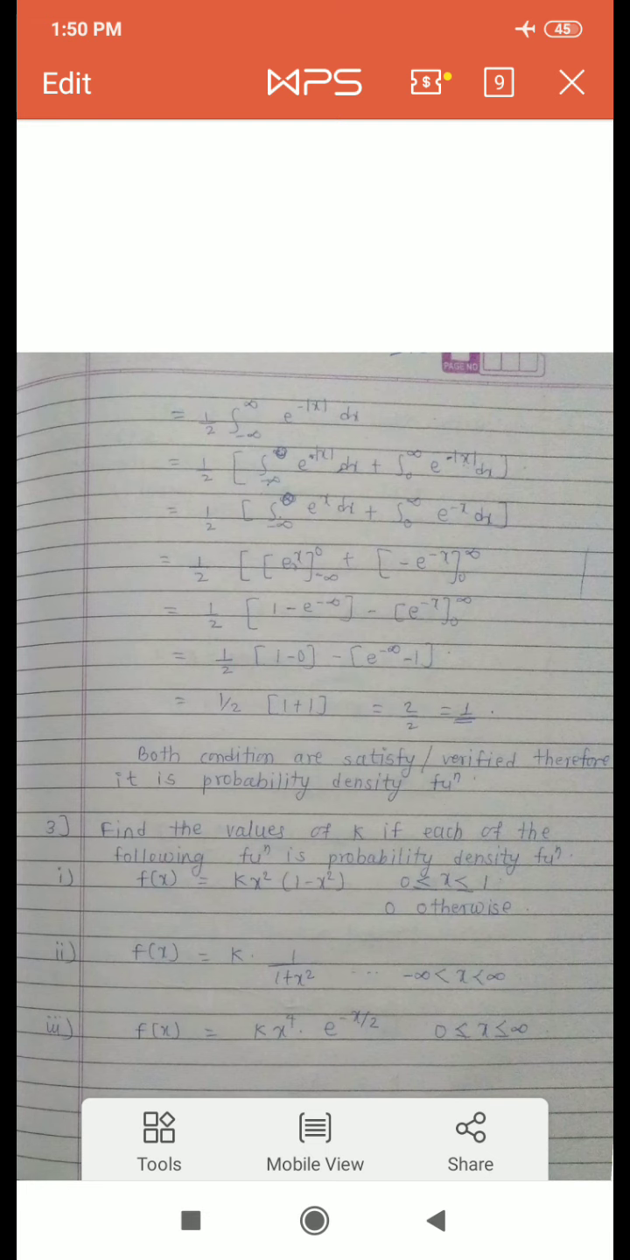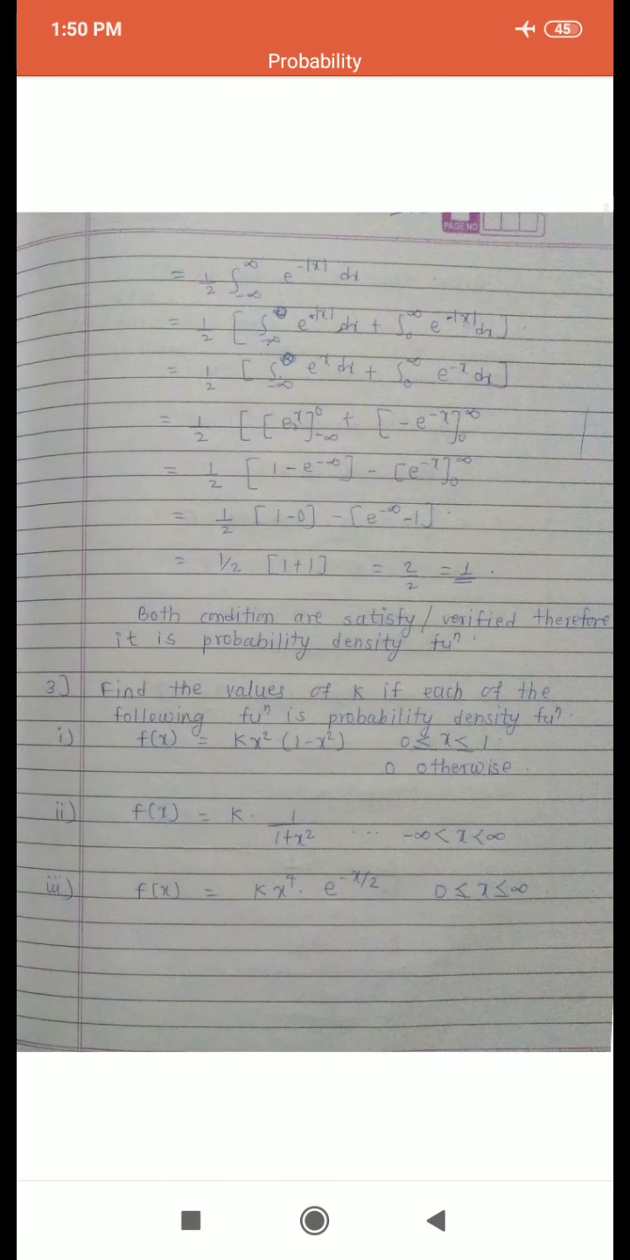Okay, and we know that e raised to minus infinity is 0, e raised to infinity is infinity, e raised to 0 is 1. By putting all these values here and calculating, we get 1. Both the conditions are satisfied by this function. That's why this is a probability density function.